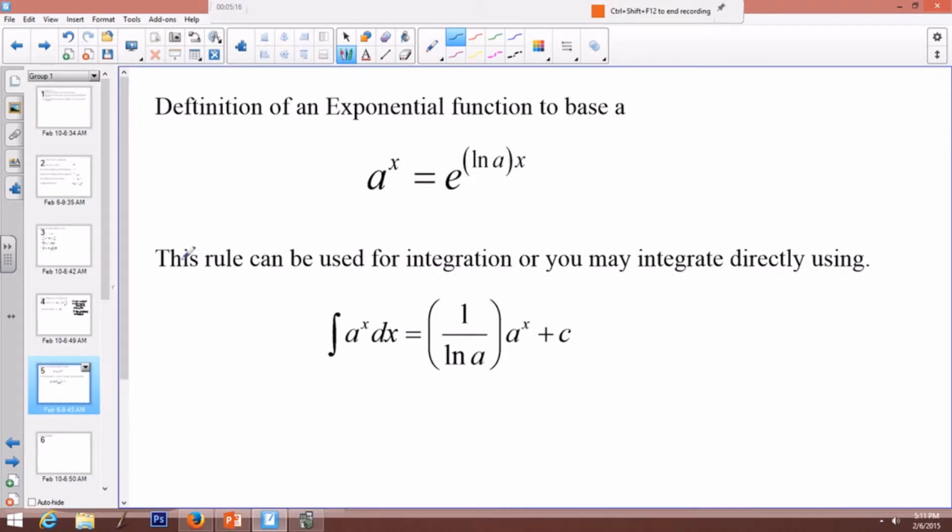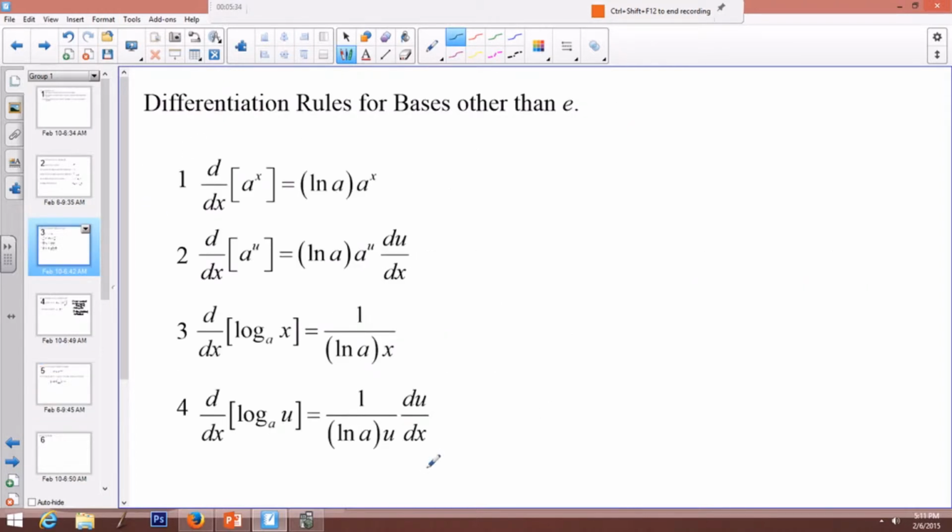And we can use this rule to do an integration, or we can say that the integral of a to the x dx is 1 over the ln of a times a to the x plus some constant c. All right, so I went through that rather quickly. I am going to refer to these differentiation rules quite a bit here as we move forward.